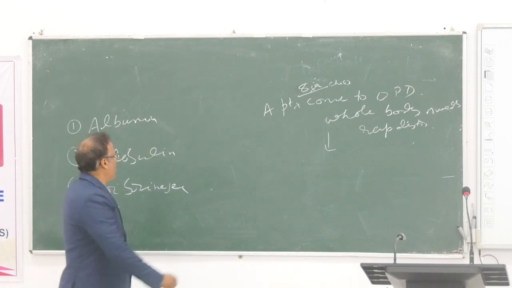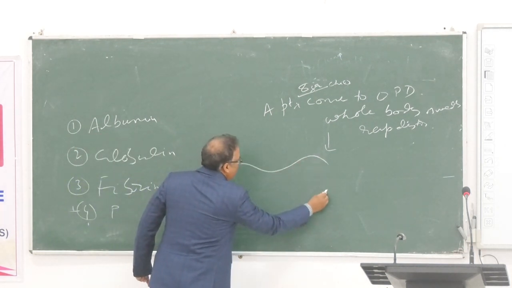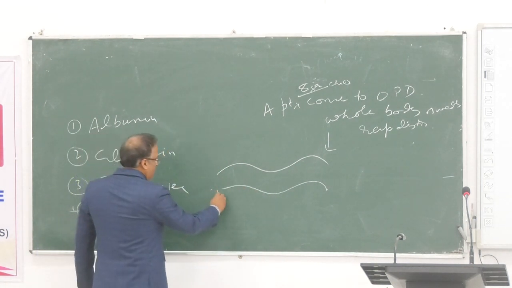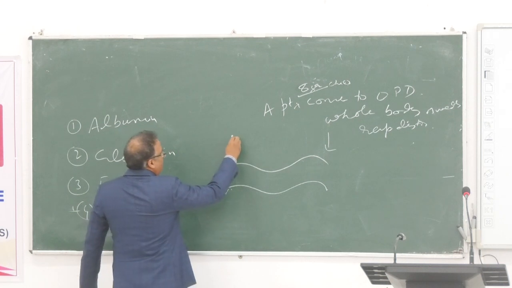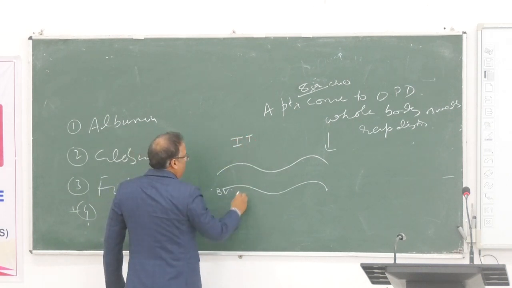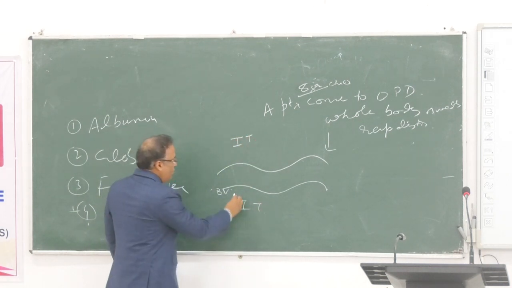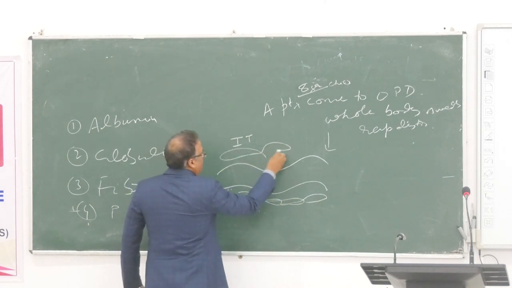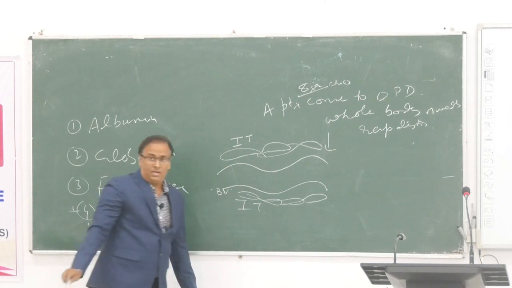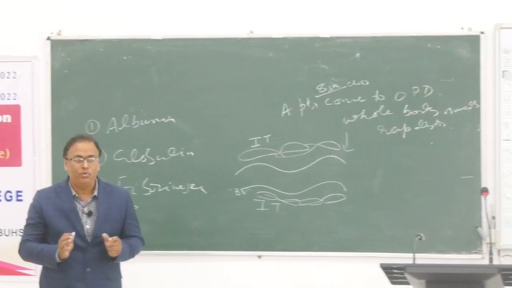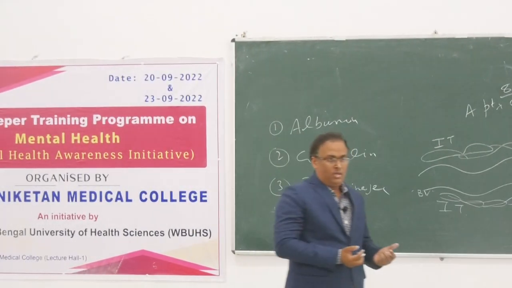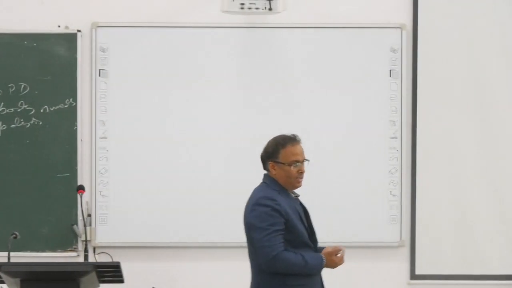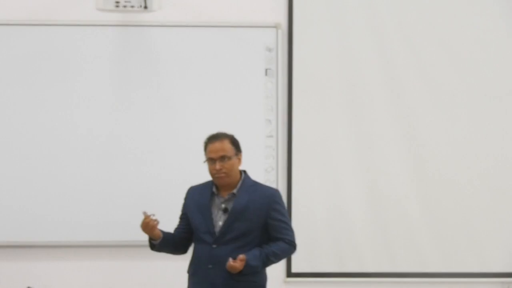So normally what happens? This is a blood vessel, suppose, and these are the interstitial tissues. Tissues are there. Normally we have to hold the water inside the capillaries in blood vessels.